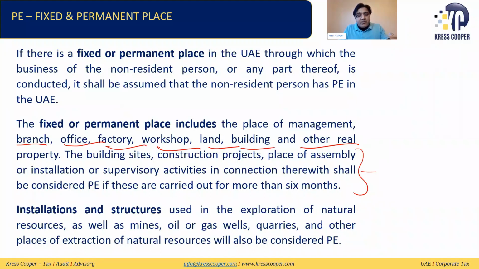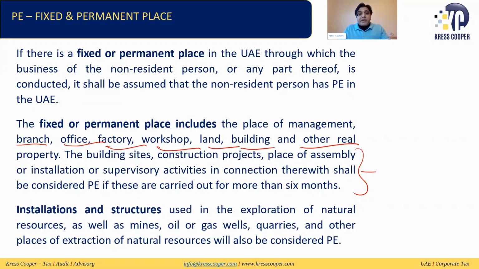You need to be careful. They have not used the word subsidiary. If there is a subsidiary of the non-resident person in the UAE, this subsidiary will be considered a separate standalone company, and it will be considered a resident company. But we know that the branch is an extension of the parent entity. A branch is not itself a separate legal entity. So a branch will fall under the definition of PE, but a subsidiary will not fall under the definition of PE.